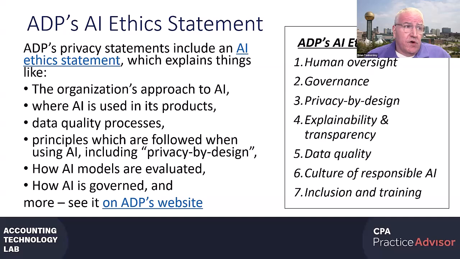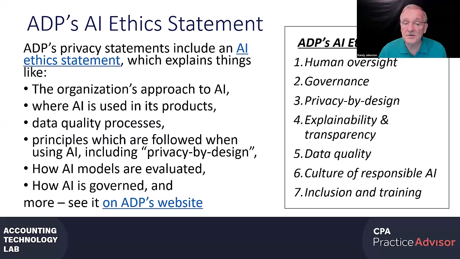Now, ADP does a good job of documenting their ethics. In particular, they have an AI ethics statement. They say what their approach is, what they do with it, what principles they use, and how their AI models are evaluated and governed. And they do a good job of explaining that. But again, I want you to know that this use of AI, and we'll talk about this in a future episode, the problem here is that we can have data that leaks out of AI models based on it being used to train. Yes, and you are right there, Brian.